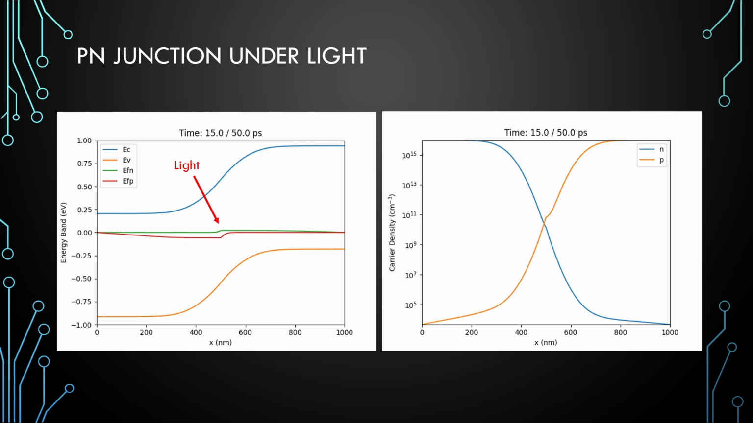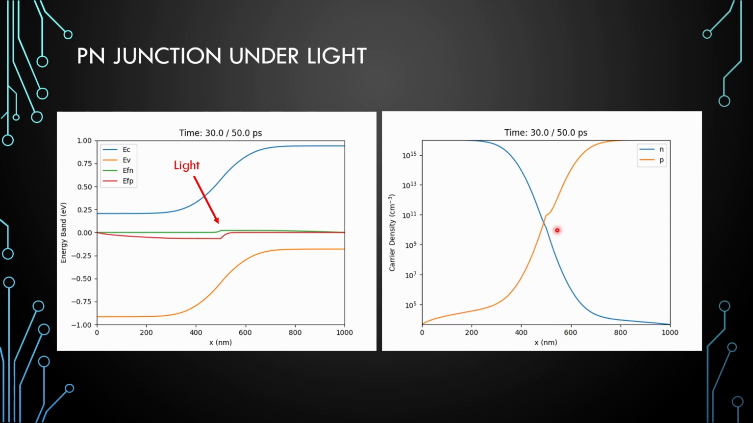Here is some animation of the simulation results. And I have set up some light illumination at the middle of this junction to create electron and hole pairs. And then after that, electrons and holes will be generated, and the field inside this p-n junction will drift those carriers out. And then you can see that over time, our EFN and EFP will be split from the middle toward our EC and EV due to these generated electron and hole pairs.